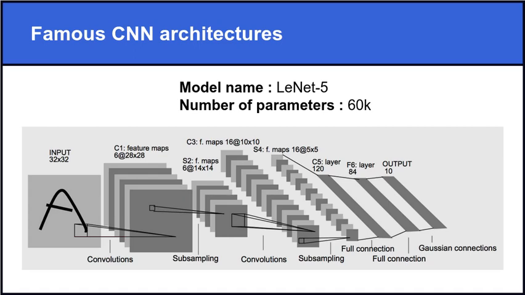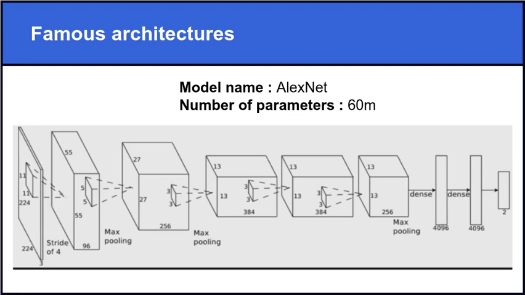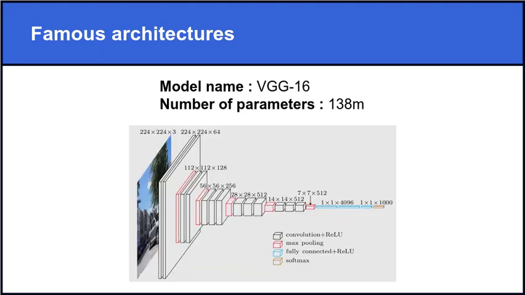Now let's talk about some of the most famous architectures. Starting with the LeNet model created by Yann LeCun, which is one of the first CNN models, and it has 60,000 parameters. The second model is AlexNet. This model is obviously bigger than LeNet. It has 60 million parameters. So we can clearly see how models are getting bigger and bigger. The third and final model that we're going to mention is VGG16, created by Karen Simonyan and Andrew Zisserman from Oxford University. So this model has 138 million parameters.